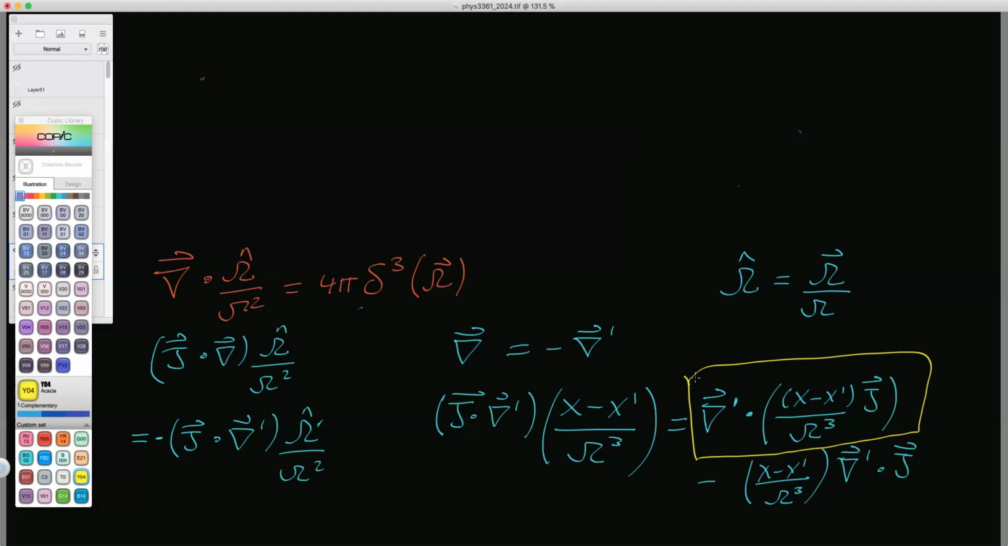So let's think about, remember that we were integrating over volume before, right? So we'll integrate here and we'll put this term back into an integral. Make a point here.